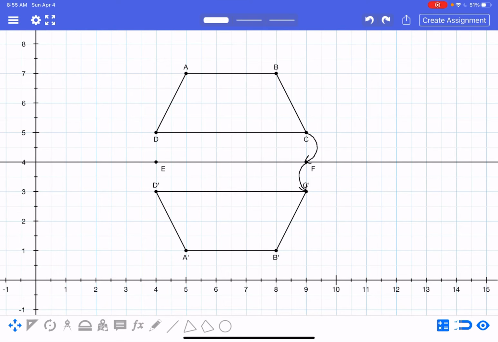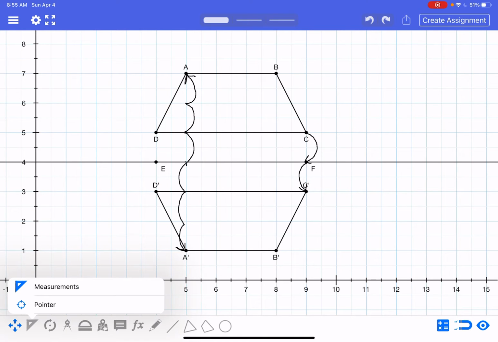Now, A is further from the line of reflection, so it's 1, 2, 3. There it is. And the image of A is also 3 points away from the line of reflection. Okay? And we can finally compare points.